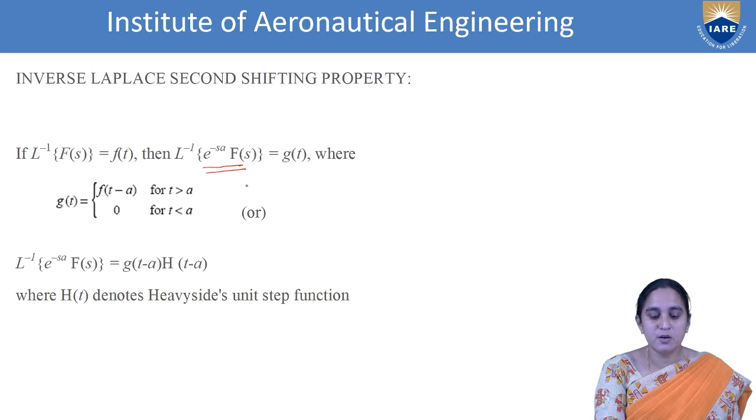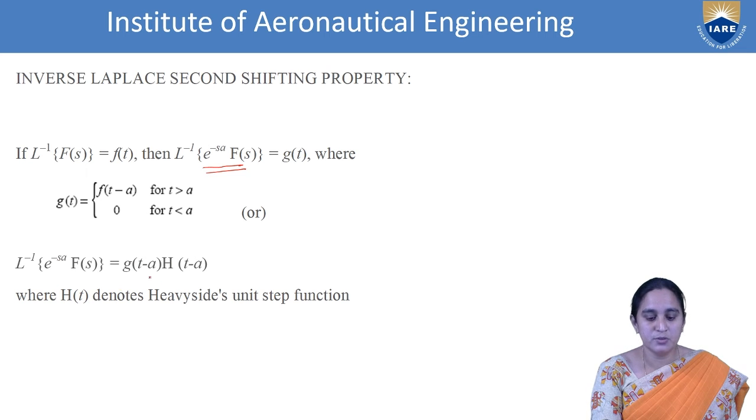What is the g of t form? Here the g of t function is f of t minus a if t is greater than a, and for t less than a, I'll write it as 0. Or, Laplace inverse of e power minus sa into F of s is equal to f of t minus a into h of t minus a. What is h of t minus a? H of t denotes the Heaviside unit step function.